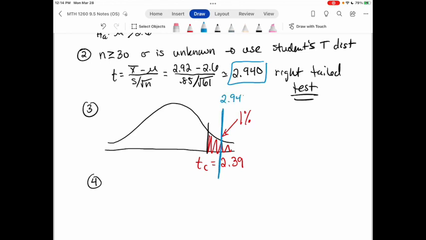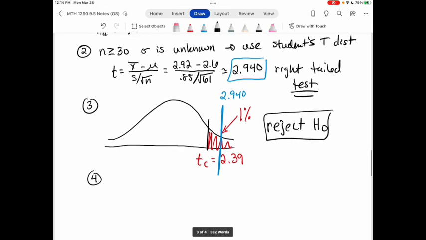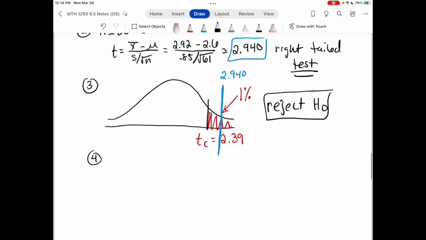So now when I look at my test statistic here, 2.940 falls in that rejection region. So we would say reject the null hypothesis using the rejection region.